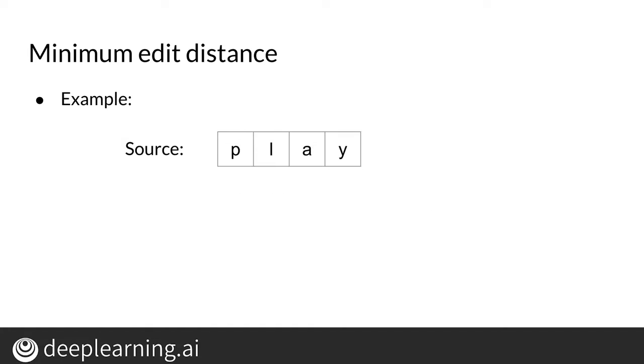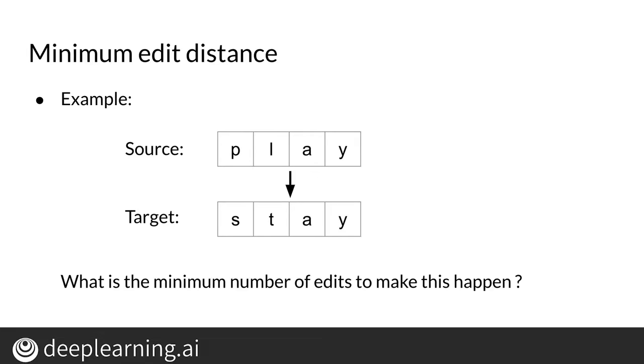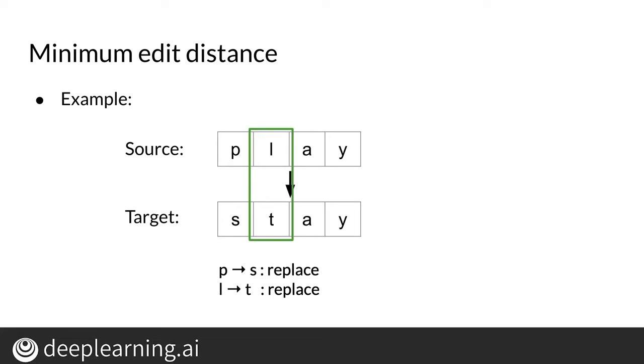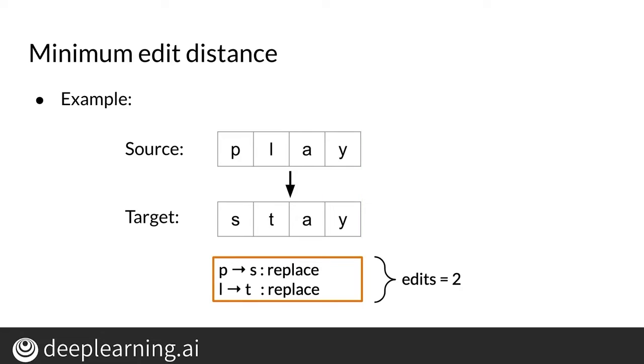For example, to turn play into stay, what is the minimum number of edits required to make this happen? So to turn P into S, you replace P with an S. And to turn L into T, you replace L with a T. Both A and A are the same, so do nothing. And it's the same with Y and Y. So the total number of edits is 2.